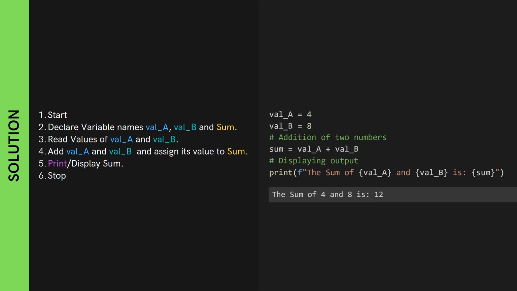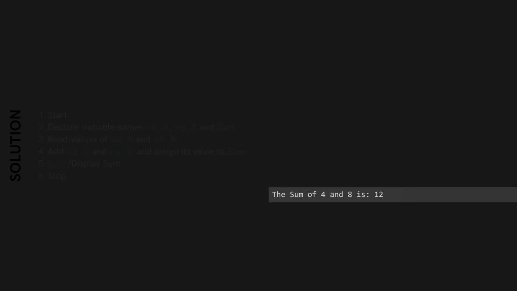Line 4 is where our calculation takes place. We add val_a and val_b and assign the newly summed value to the variable called sum. Finally, as seen on line 6, we output and display the calculated sum. To the right hand side, you will see what the code looks like in Python syntax for the written pseudocode, which goes to show how simply pseudocode can be translated into actual code once you break down the problem and have an understanding of what needs to be achieved.